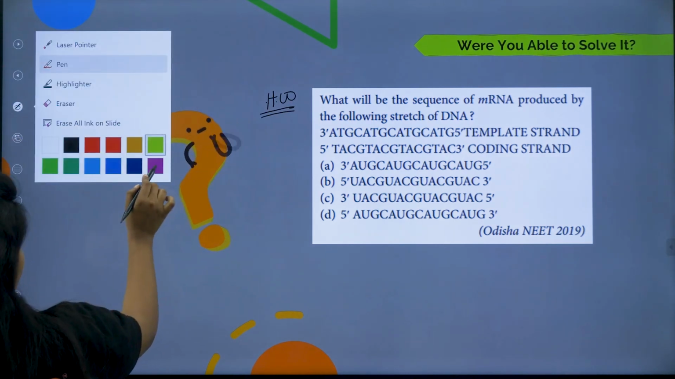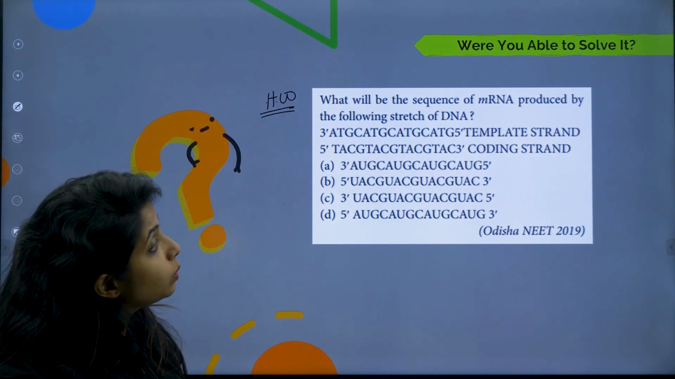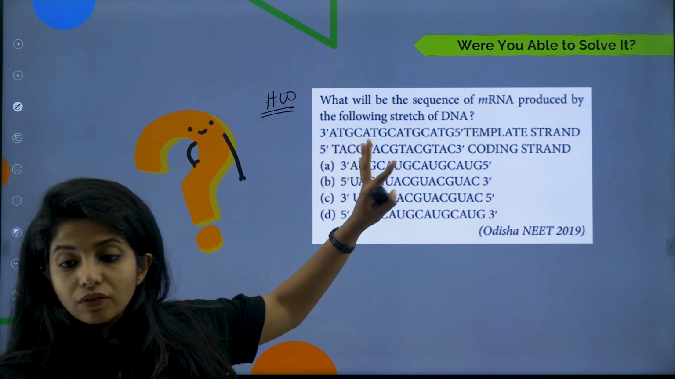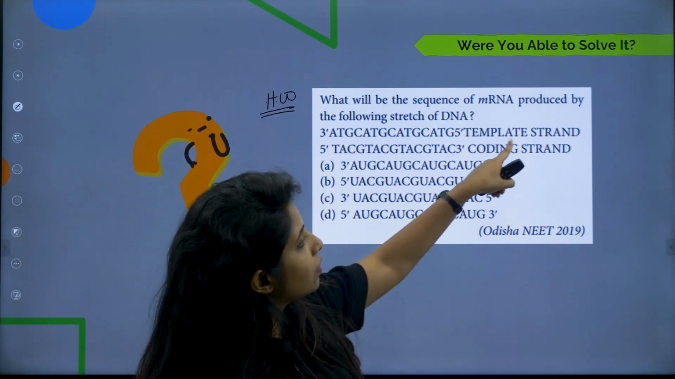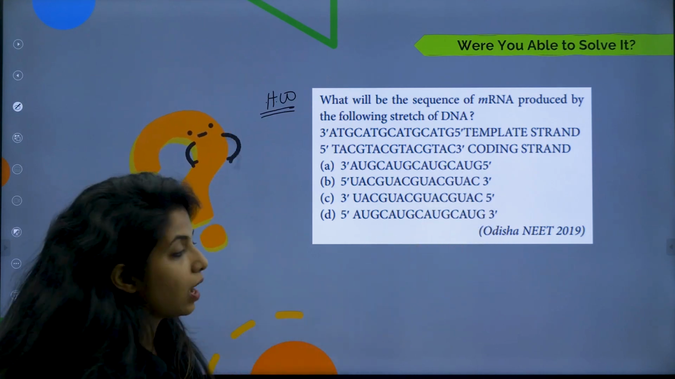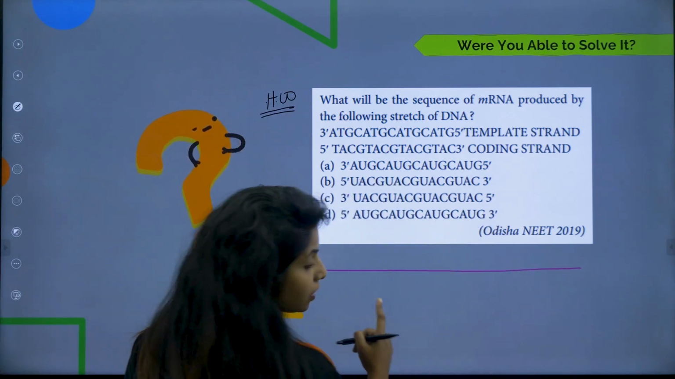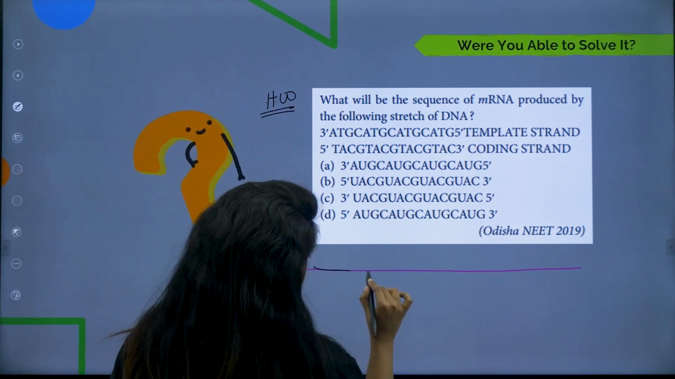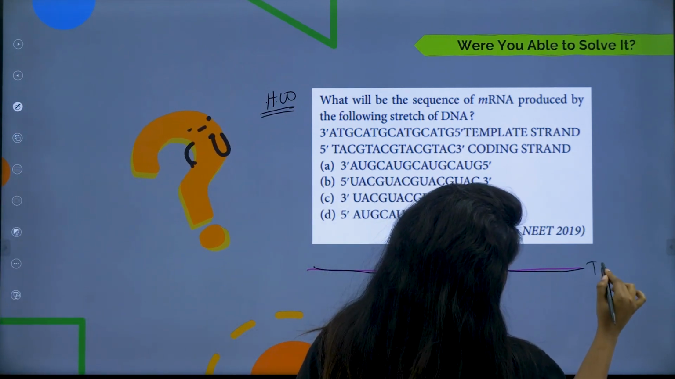So now let's see the question. Homework: what will be the sequence of mRNA produced by the following stretch of DNA? They have given this DNA strand. In one they have written template strand, the other one is coding strand. So I have to make that over here. I'll make this one in black. So this one basically is the template strand.